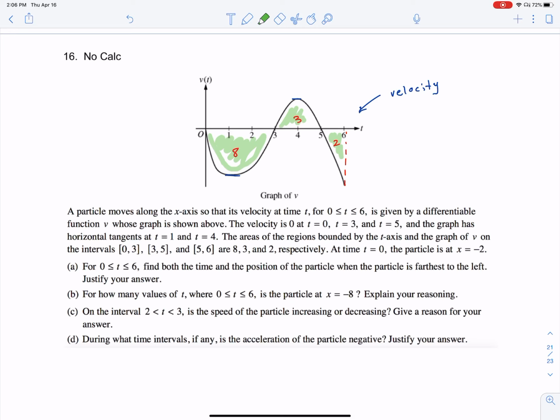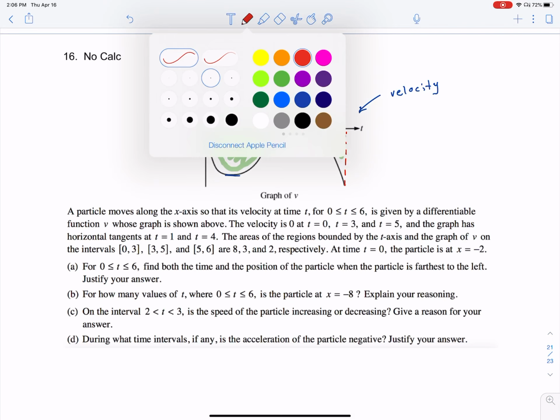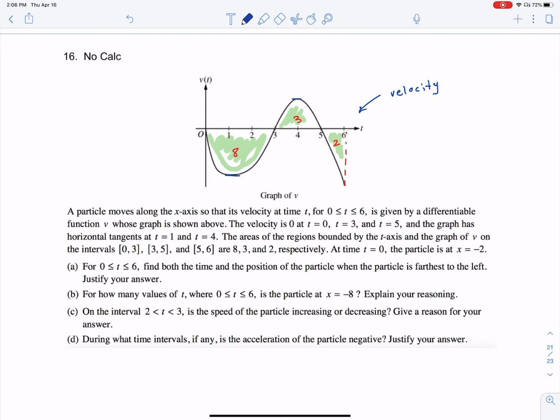Now, we haven't discussed sign, right? If it's below the x-axis, or in this case, the t-axis, then it's going to be negative. If it's above, it's going to be positive. But because we're talking about area, we don't really sign it. But if we want to sign our areas, we could say that this region right here is negative 8. This region right here is positive 3. And this region right here is negative 2. Okay?